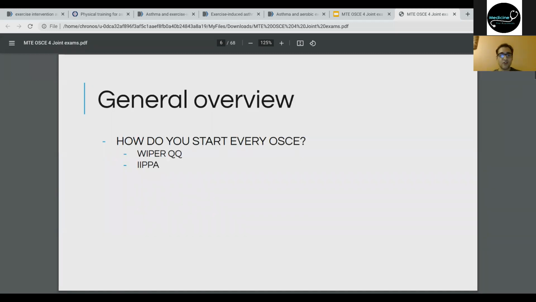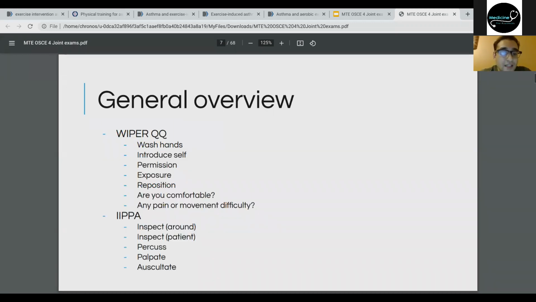Right, so general overview. How would you start every OSCE? Your first port of call is WIPE a QQ, so that is your introduction to the station. So you're going to wash your hands, introduce yourself to the patient, ask for permission, expose the patient as necessary, and reposition them as you would like them for the exam. And then your 2 questions are: are you comfortable, and do you have any pain or difficulty with your movements?